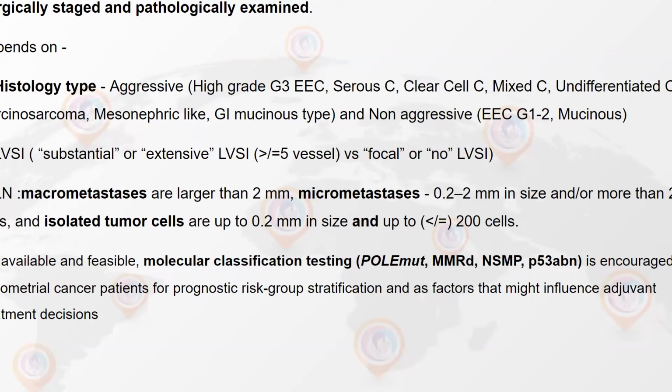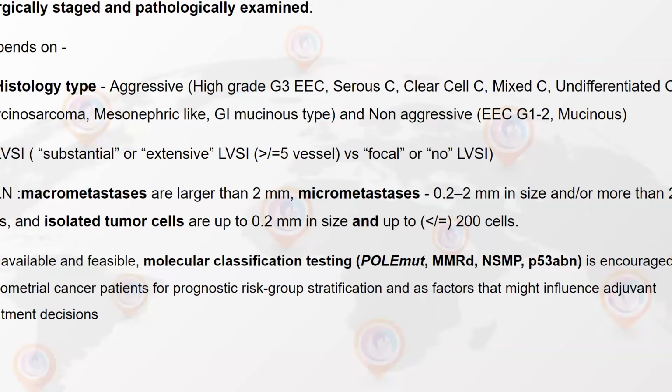LVSI, substantial or extensive, means involvement of more than or equal to, always remember, it is more than or equal to 5 vessels. Macrometastasis is larger than 2 millimeter. Micrometastasis is 0.2 to 2 millimeter or more than 200 cells. Isolated tumor cells are up to 0.2 millimeter in size and less than or equal to 200 cells.